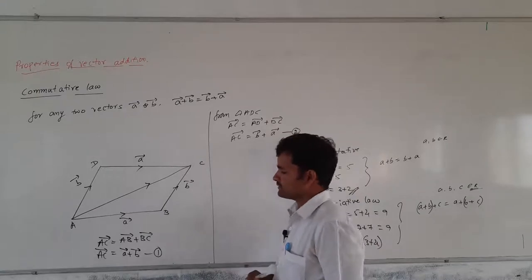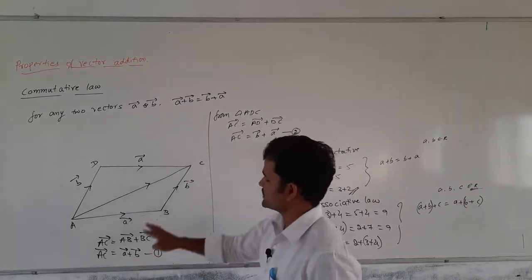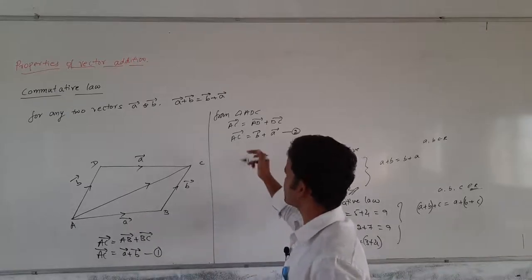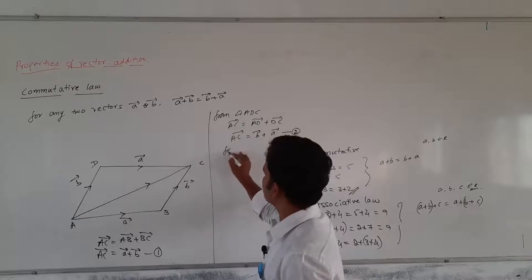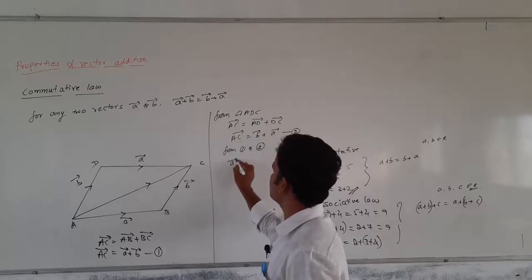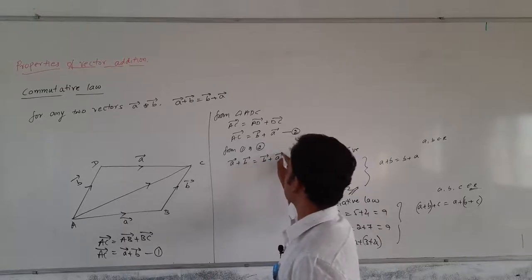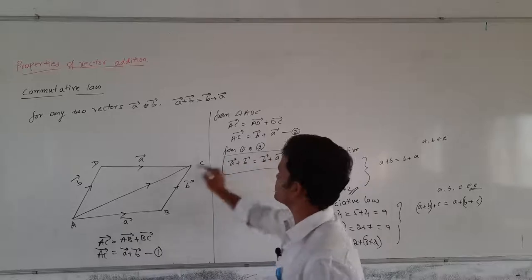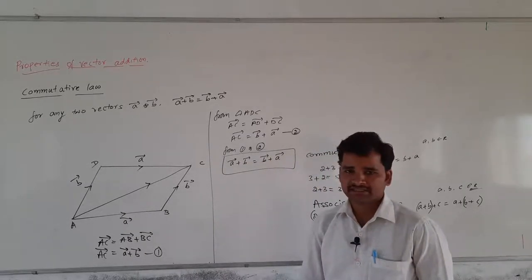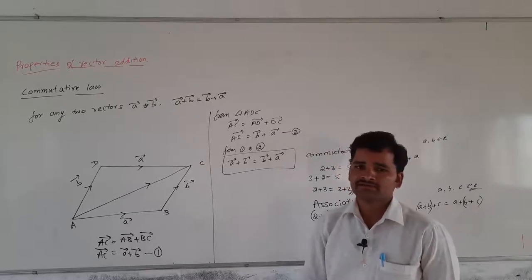From 1 and 2 you observe, here also AC is equal to, here also AC is equal to. But this is vector A plus vector B, this is vector B plus vector A. So from 1 and 2 I can write vector A plus vector B is equal to vector B plus vector A. This is nothing but the commutative law of vector addition.